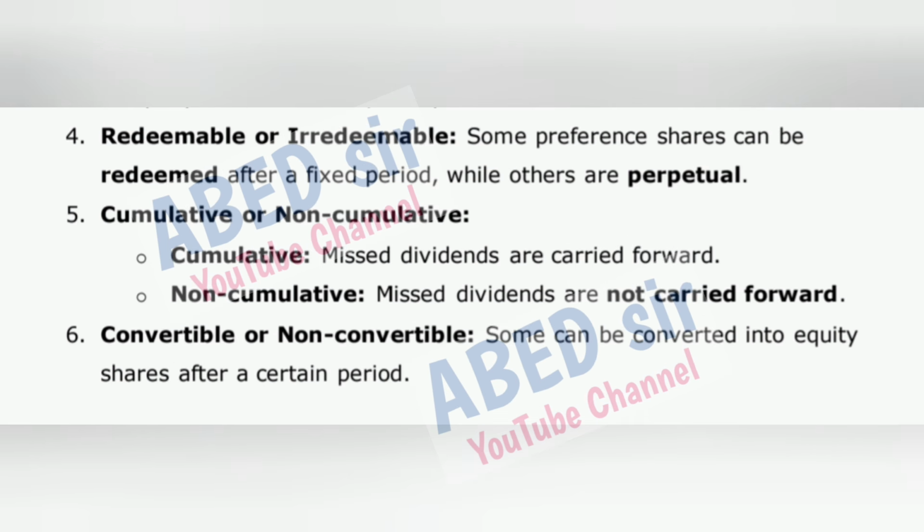4. Redeemable or irredeemable. Some preference shares can be redeemed after a fixed period, while others are perpetual. 5. Cumulative or non-cumulative. Cumulative, missed dividends are carried forward. Non-cumulative, missed dividends are not carried forward. 6. Convertible or non-convertible. Some can be converted into equity shares after a certain period.